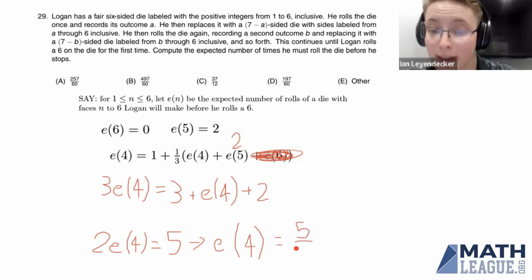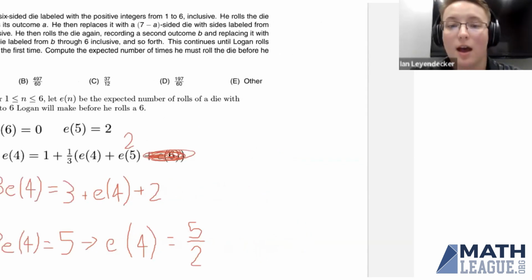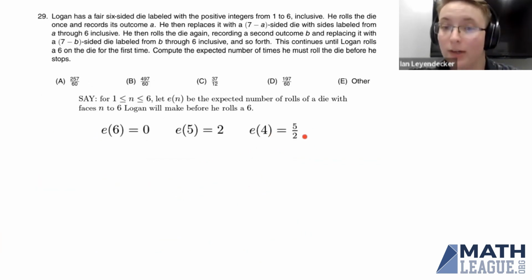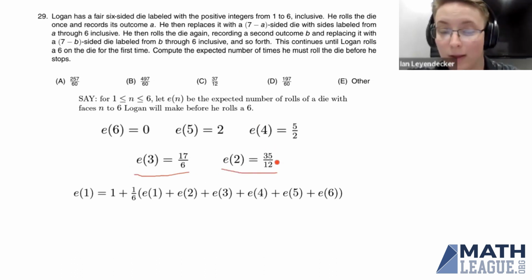And we can continue this pattern, continually going down in the value inside our function e of n. So I'm not going to show the steps for each of those because it's just computation. But now that we have that e of 4 equals 5 over 2, we can substitute and find that e of 3 is 17 over 6, e of 2 is 35 over 12, and e of 1, which is where we want to start, which is the answer we're looking for because Logan is starting with a 6-sided die with faces labeled 1 through 6.